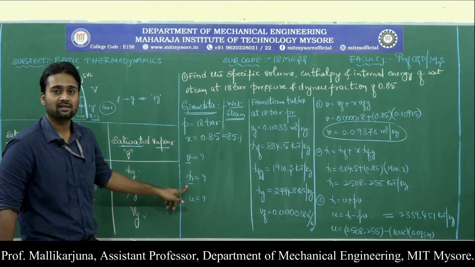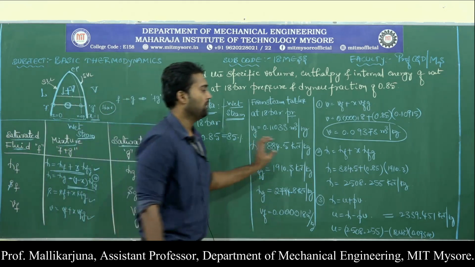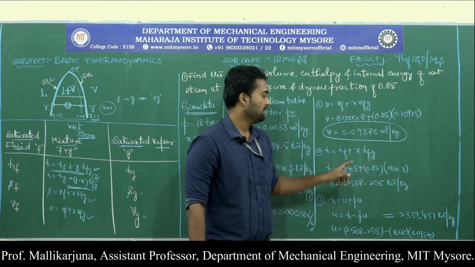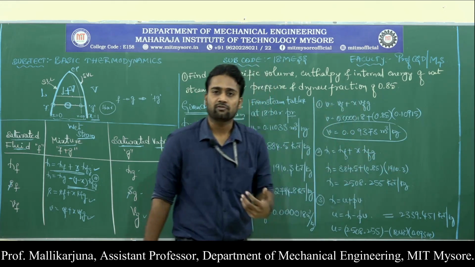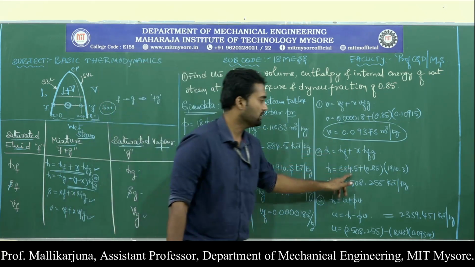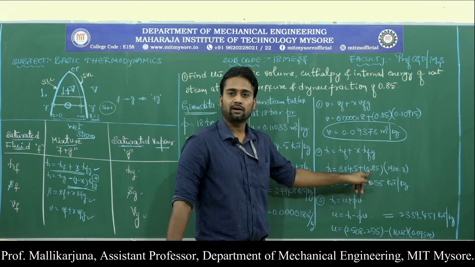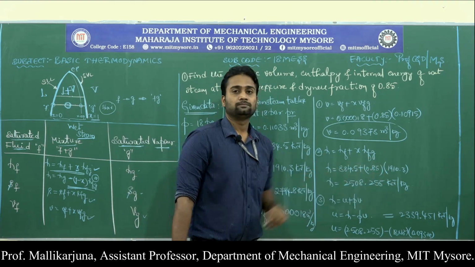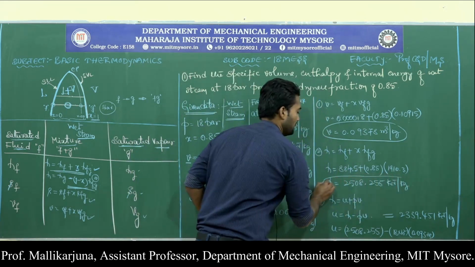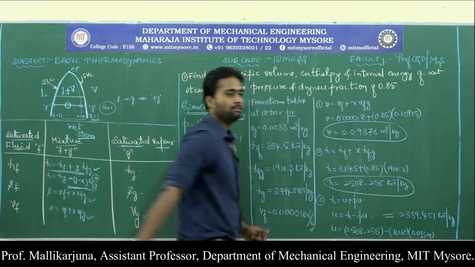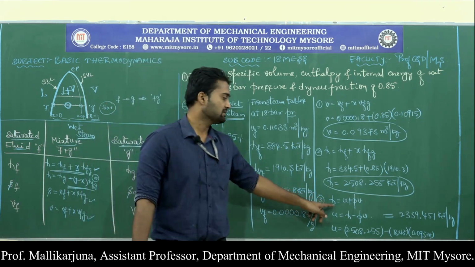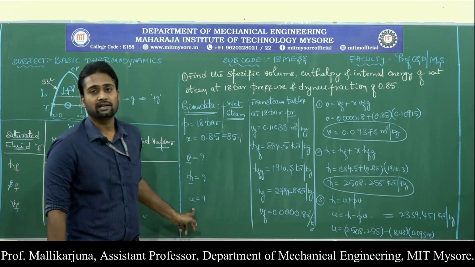Next, specific enthalpy. Since it is a wet steam, the formulation remains the same. H is equal to Hf plus x times Hfg. Hf and Hfg need to be extracted from the data handbook. I have written the Hf and Hfg values. Please substitute Hf and Hfg along with the dryness fraction. You will get H, the specific enthalpy value for a steam which is at 18 bar and has a dryness fraction of 0.85.